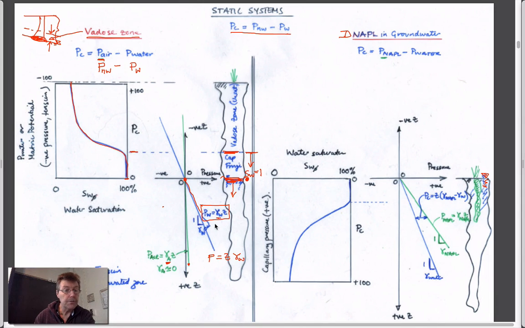1 kilogram per cubic meter versus 1,000: density, not unit weight. And so they scale exactly relative to each other. And so we'd expect that this would be scaled by 1,000th of this. So it's basically the axis, the horizontal line.